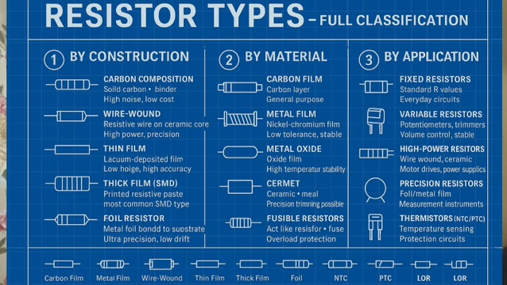By construction, the carbon composition resistors are basically made with solid carbon, with a binder, high noise and low cost. Wire wound resistors are made with resistive wire on a ceramic core. Thin film is a lacquer deposition film. It is made of this material when low noise and high accuracy are required.